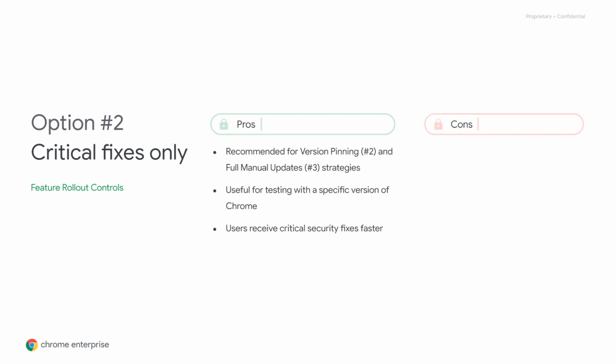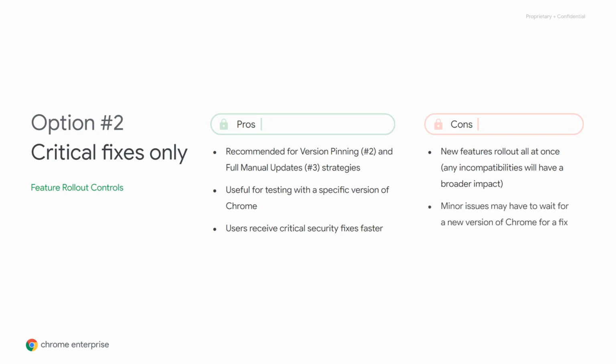The downside, compared to enabling all variations, is that new features will appear all at once with each new version, meaning that the impact of any incompatibilities will be broader. And if you run into an issue that's not considered critical, you may have to wait for a new version of Chrome to receive a fix.